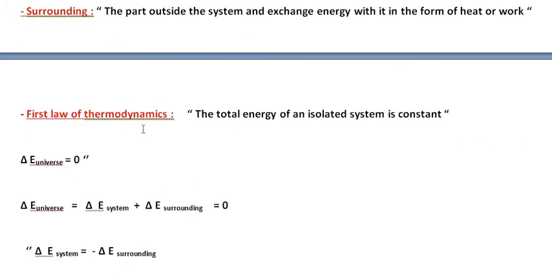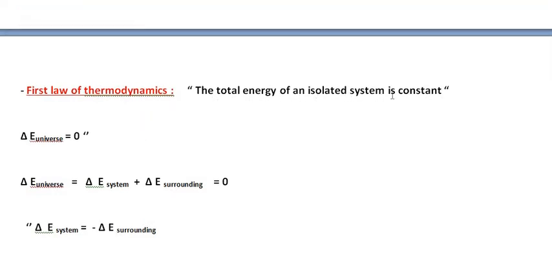Here is the first law of thermodynamics, which states that the total energy of an isolated system is constant, which means that the total energy change of the universe is zero. If any change occurs in the system, this change will correspond to another change in the surrounding, such that the two changes together cancel each other, and the result is zero. For example, if the change in the system is plus 100, this means that the surrounding change is minus 100, such that the result is zero. So we can say mathematically that delta E for the system is equal to minus delta E for the surrounding: plus 100 minus 100, plus 5 minus 5, and so on.